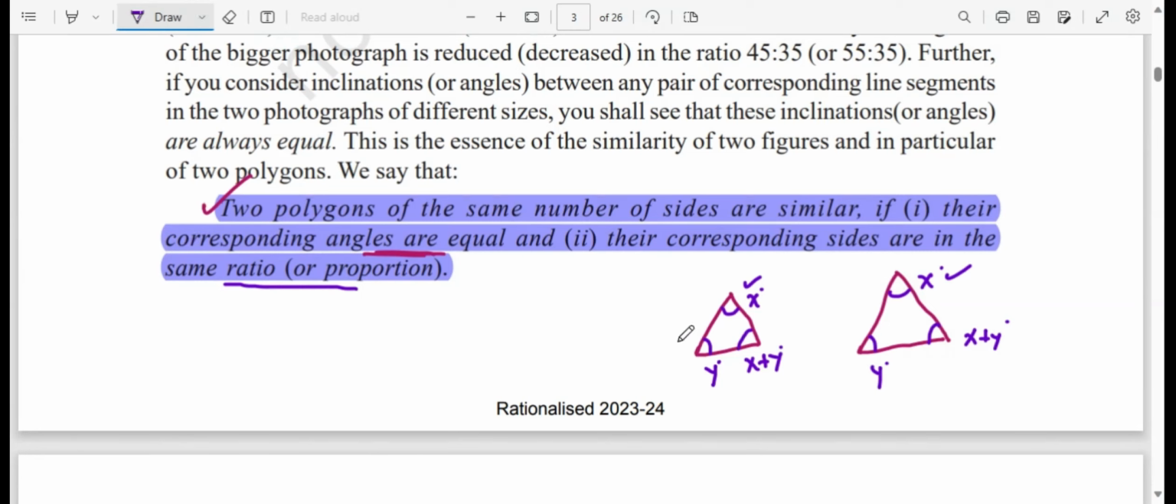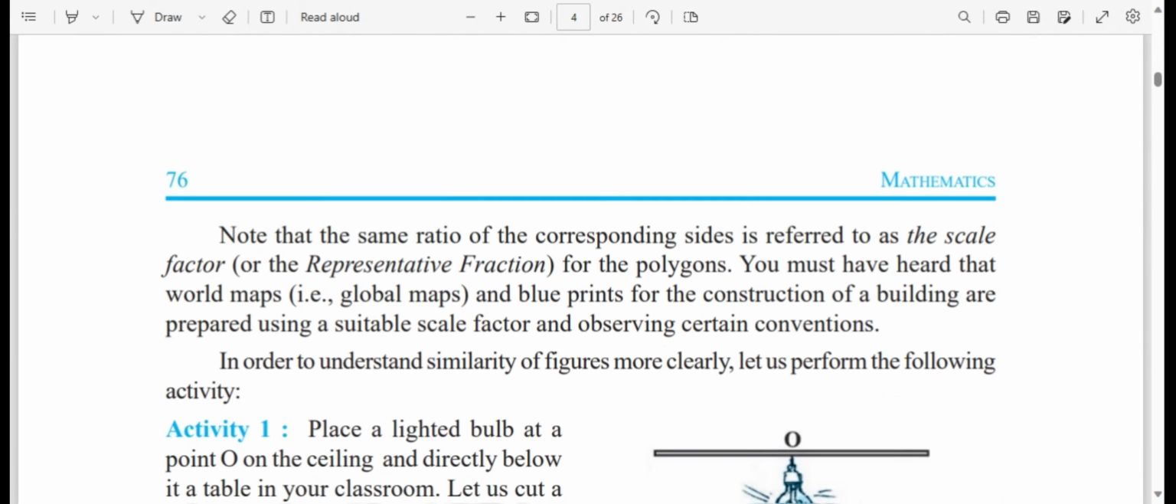It need not be equal. For example, if this distance is 2 centimeters, this need not be 2 centimeters. This can be 3 centimeters also. If this is 2 centimeters, this also has to be 3 centimeters. So it has to be proportional. If one side increases, the other side also increases proportionally. That is the meaning of proportional. The ratio remains the same.